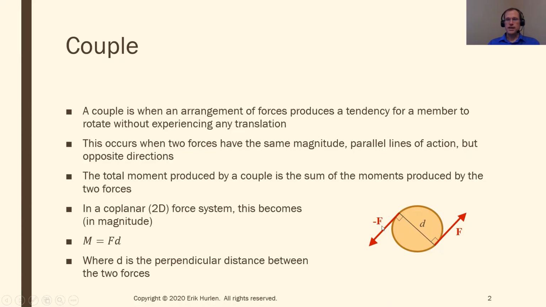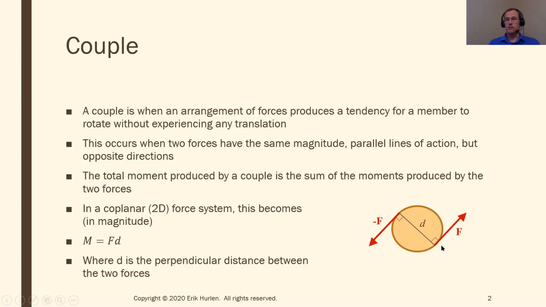So I called this guy negative F, just meaning completely opposite direction. So essentially parallel line of action to this guy over here, separated some distance. That's going to cause some rotation, some moment. And the amount of rotation that is caused is just F times D. So whatever force is acting times the distance between them.